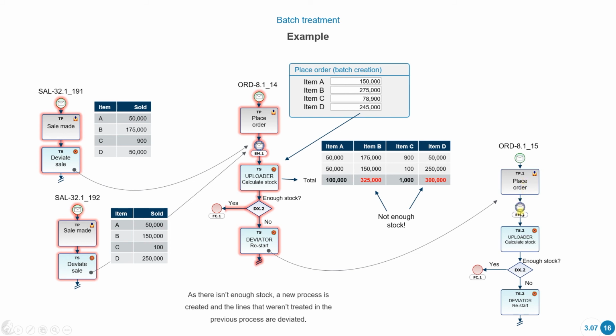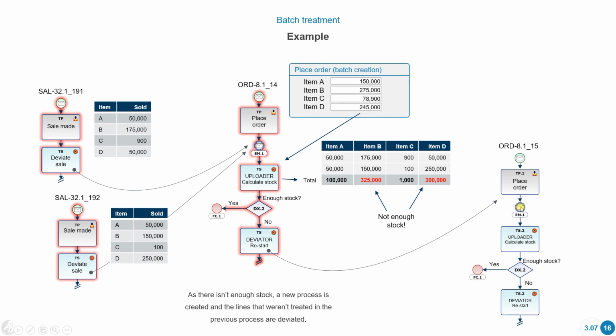So what would happen if there's a new process, a new sales process where someone places an order? To what process is it going to deviate? Obviously, it's not going to deviate to this one because there's no items left. All the information was deviated over here. So the next process that's triggered, let's say here we have process 191, 192. Well, the process 193 would be deviated to this intermediate message event.